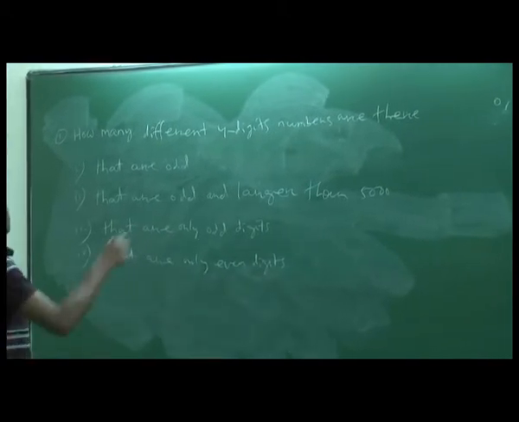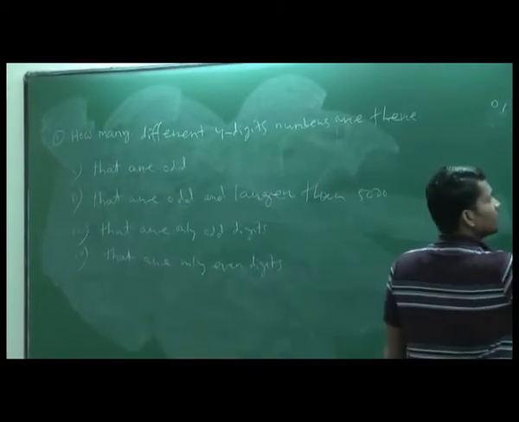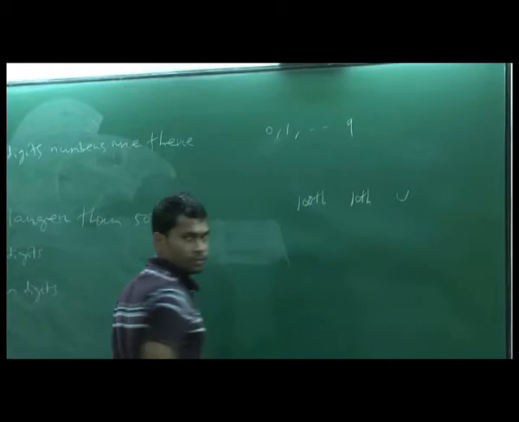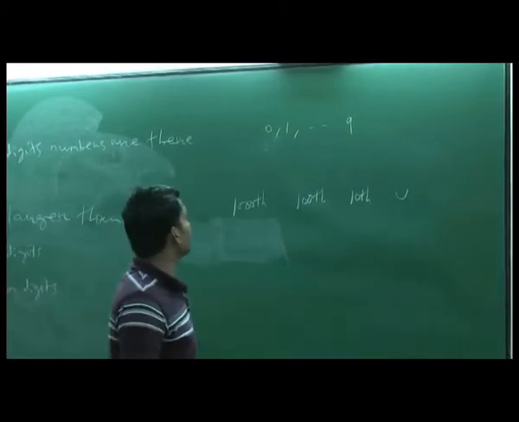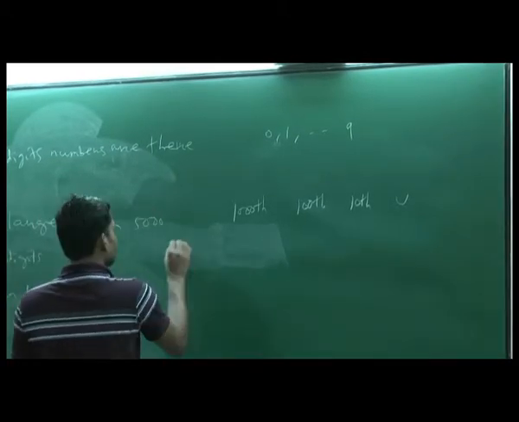So for the first one, how many ways can it be done? To make one 4-digit number, we have the unit place, then the 10s place, then the 100s place, then the 1000s place. First we have to make 4-digit numbers that are odd. Odd means the unit place should contain what? 1, 3, 5, 7, 9. So how many ways? 5 ways. So the first problem can be done.